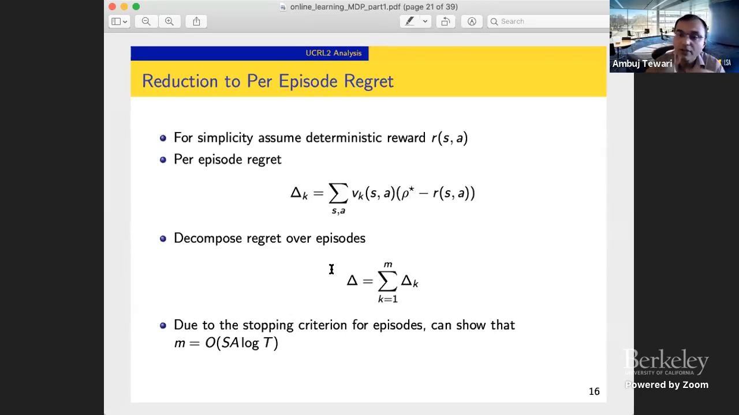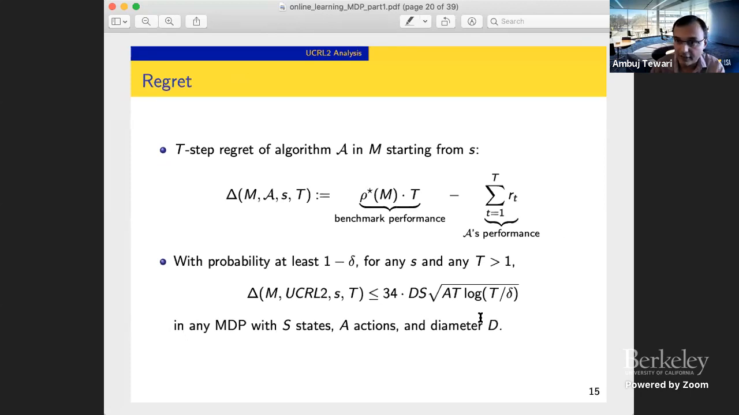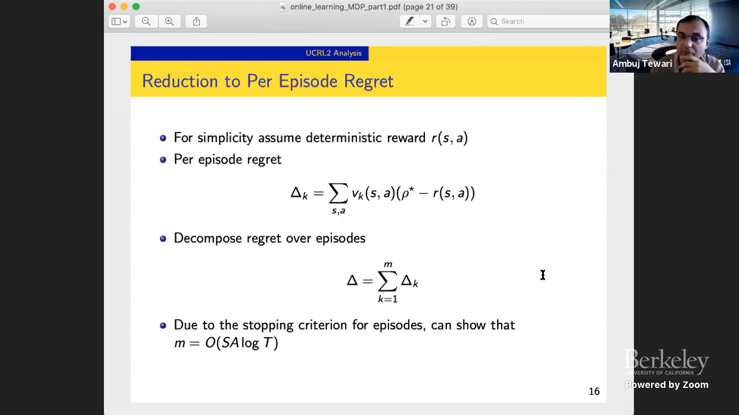And I already told you that because of the doubling criterion, it's fairly easy to show that there are not going to be more episodes than S A log of T to base 2 or to any base, since we're only looking at things without precise constants. The actual bound has a precise constant, you can actually get an actual constant, it's 34. But I'm not going to keep track of constants in my presentation.